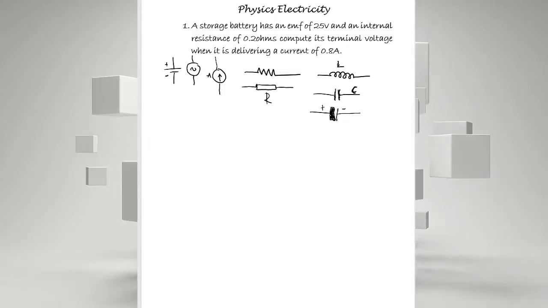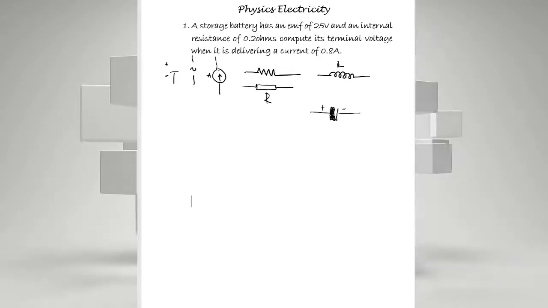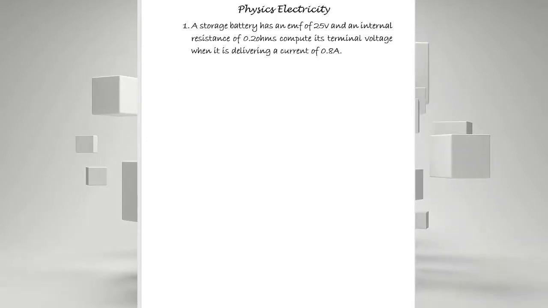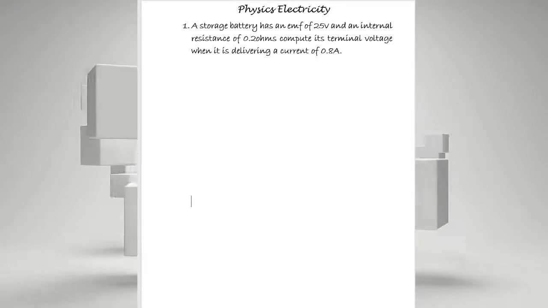Now that we've drawn some of the symbols of the elements that will be seen in electric circuits, let us go straight into solving the question we have on the screen. We are told that a storage battery has an EMF of 25 volts and an internal resistance of 0.2 ohms. Compute its terminal voltage when it is delivering a current of 0.8 amps.